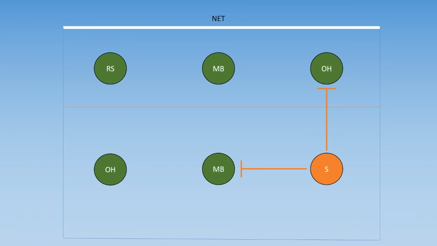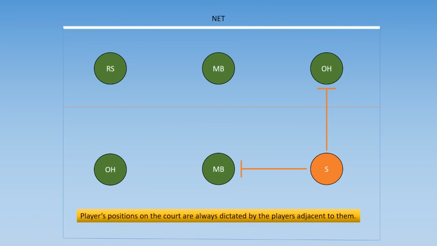So next I just want to go over the fundamentals of where you can stand on the court before the ball is served. So if this is our current rotation, I'm just going to illustrate here how every player's position on the court is dictated by the players adjacent to them. So here we have the setter in the back right, and the two adjacent players are the middle blocker in the back row and the outside hitter in the front row. And I've drawn these lines to show that the setter is not allowed to cross to the left of the middle blocker and is not allowed to cross to the front of the outside hitter. If they did that, then they would be considered out of rotation.